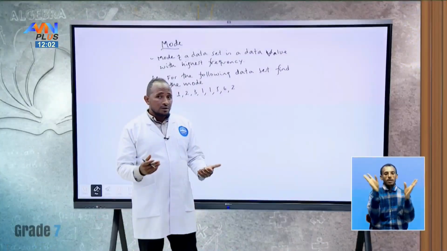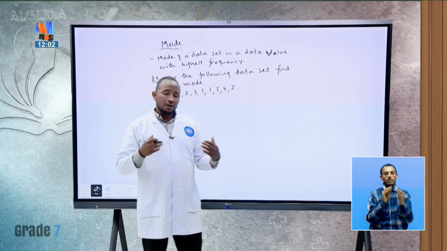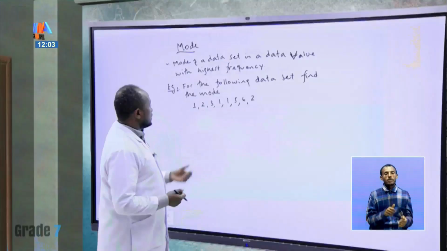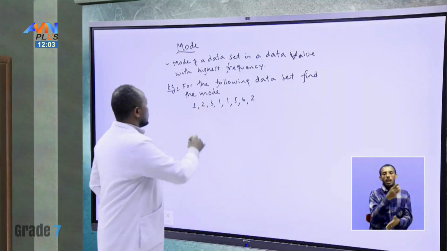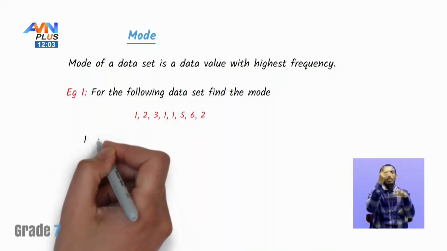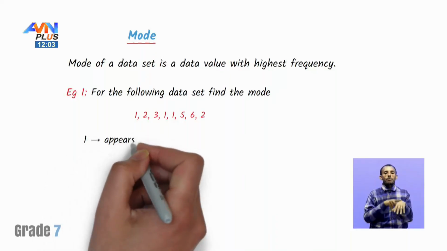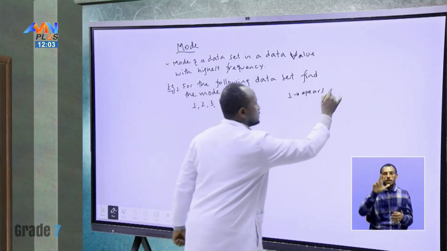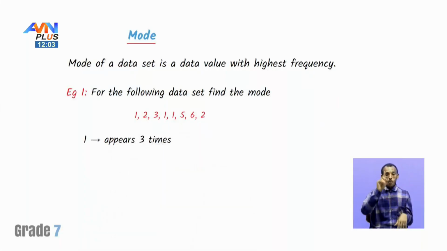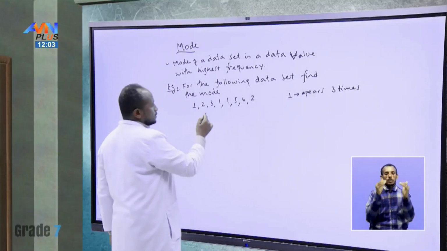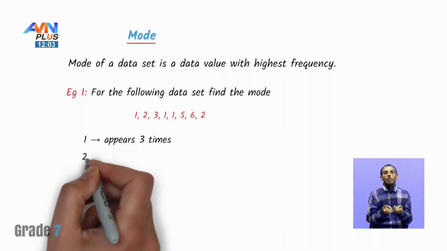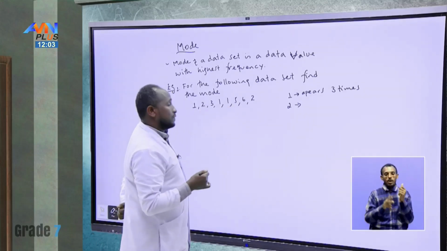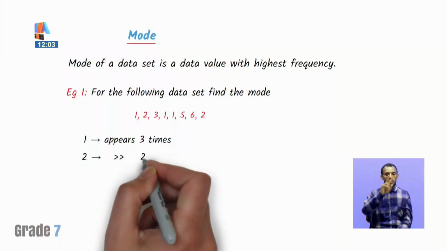The mode of a data set, as said earlier, is a data value with higher frequency or greater number of repetitions. Here, let's see each data value. 1 appears how many times? The frequency of 1: 1, 2, 3. It appears 3 times. Its frequency is 3. Let's see 2. 2 appears how many times? We have only two 2s. Therefore, its frequency is 2.